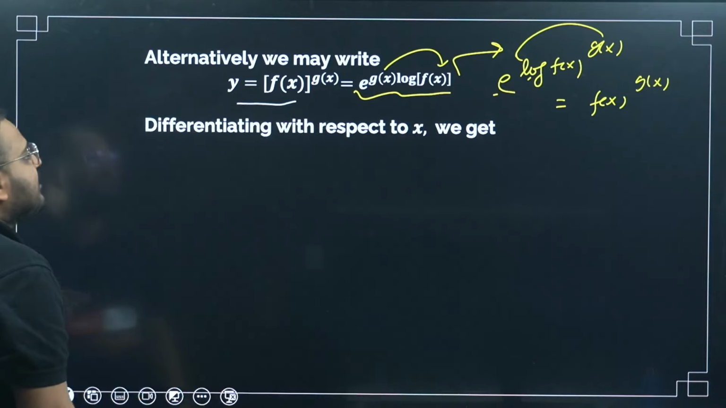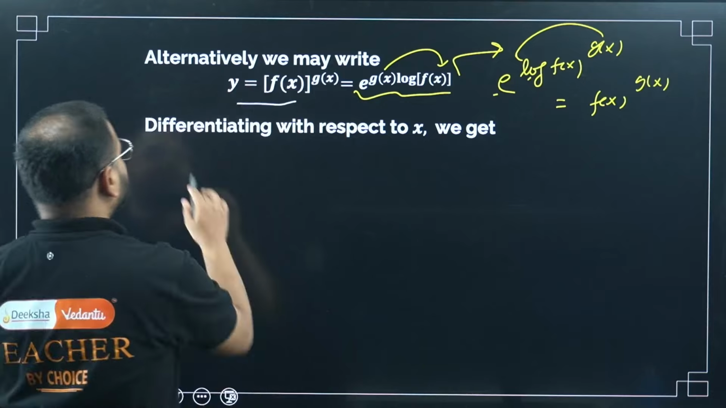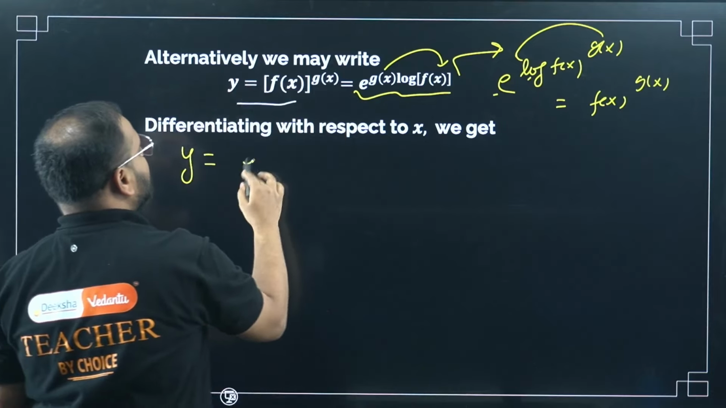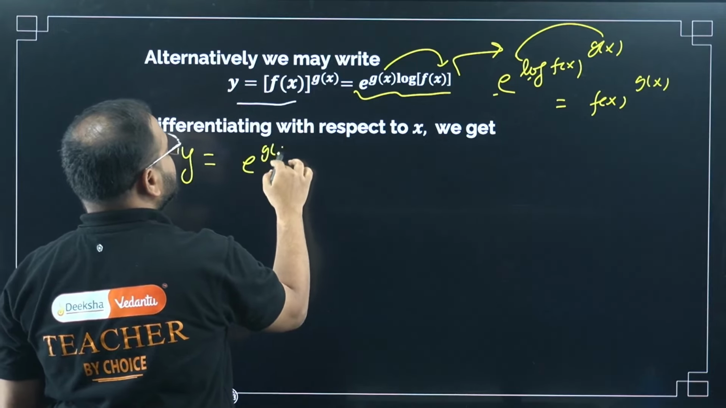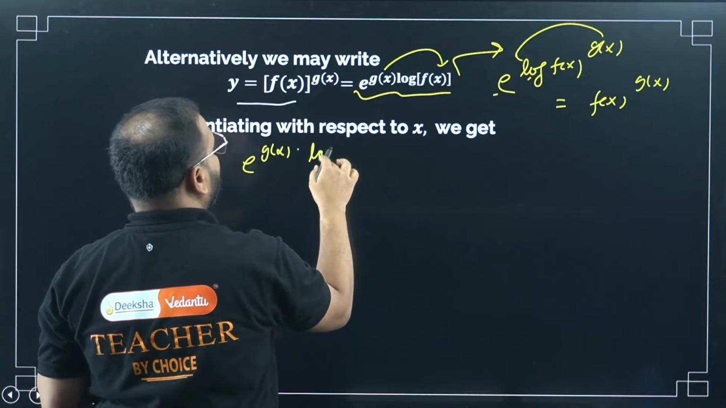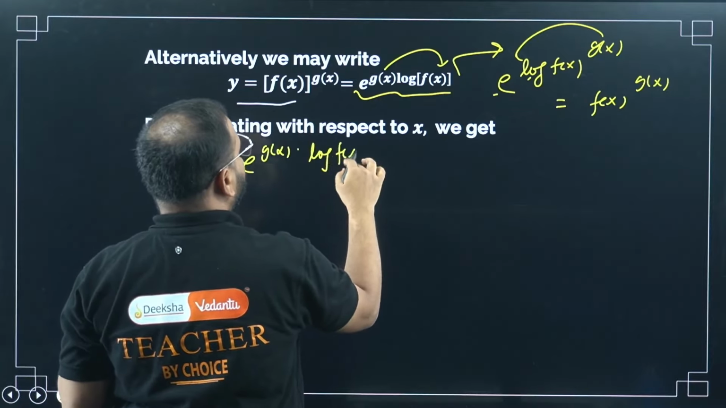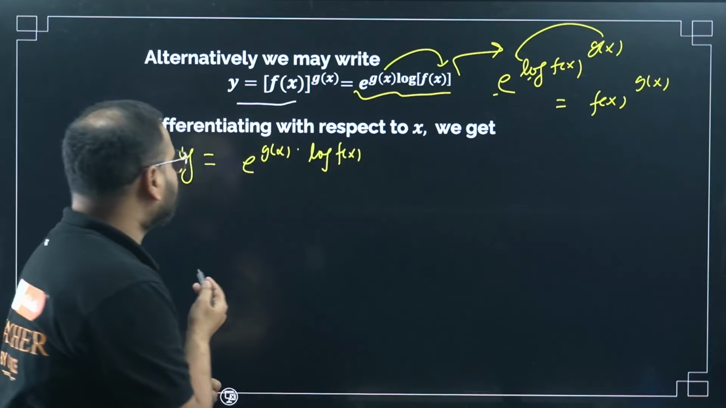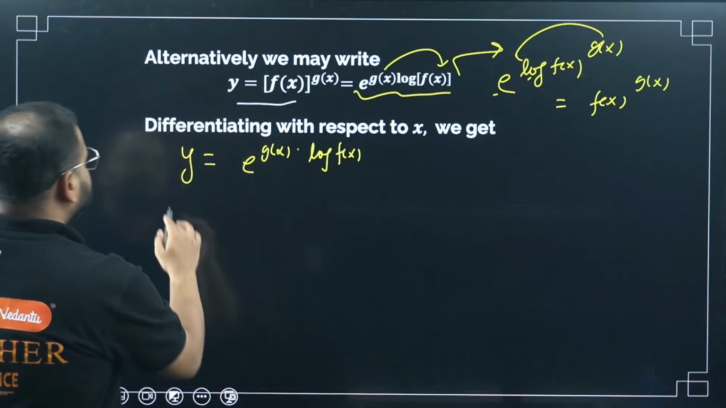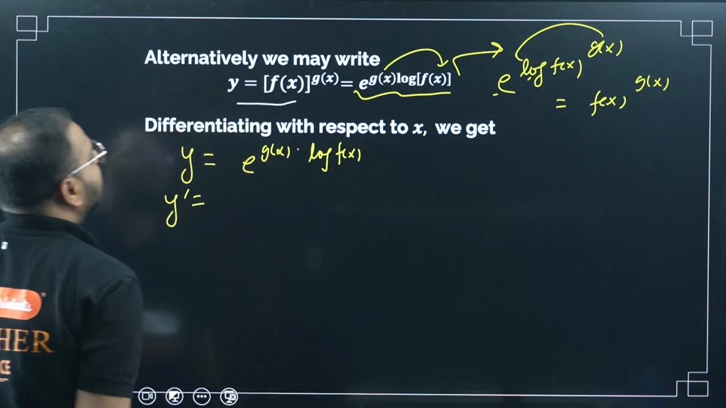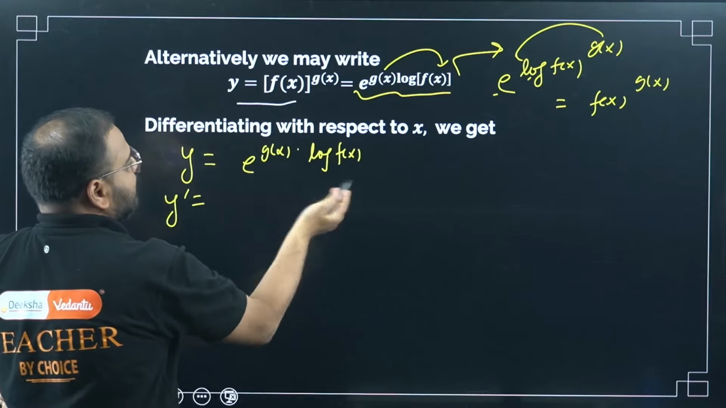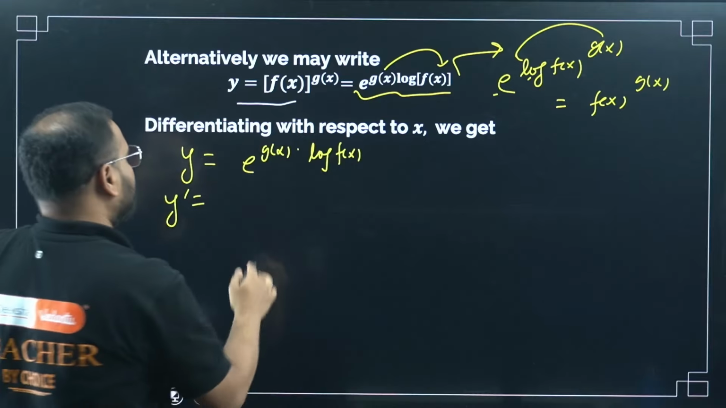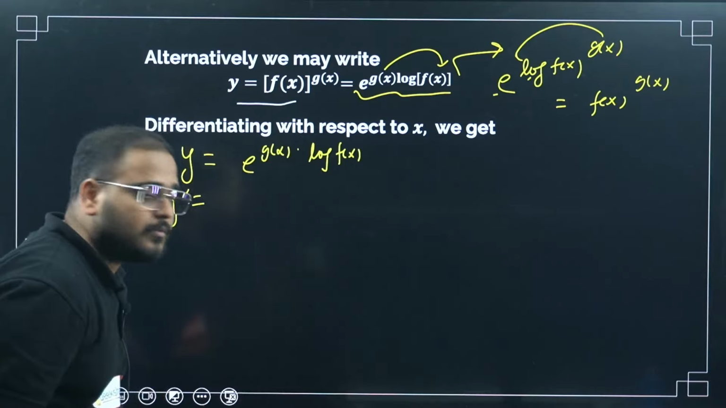Okay. Now we will take the differentiation of this expression. What is this expression, sir? y equal to e to the power g x log of f x. I'll take the differentiation of this expression. Okay, sir. Let's do that. So y dash will be what? Tell me. First I will take what for e, then I'll use the chain rule, and then I'll use the product rule also.